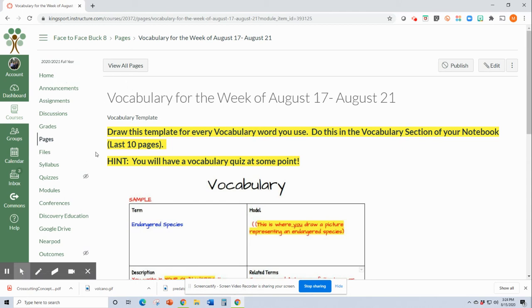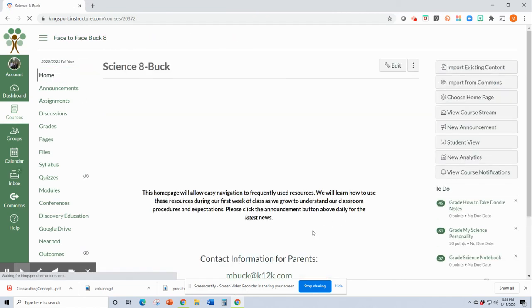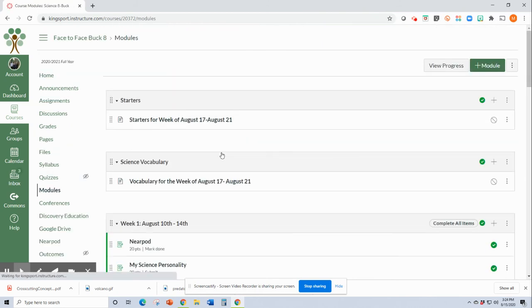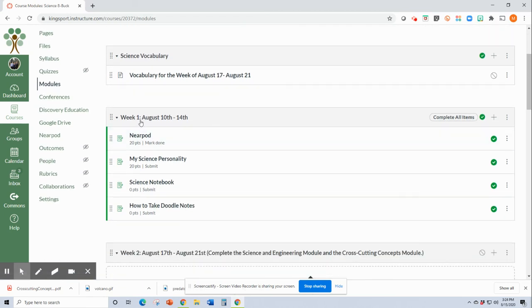All right, so again, if it were me, I would get on, I would do one starter, and I would do one vocabulary word, and then I would go to the modules and start doing a little bit of work each day. Now that would be the way I would do it. You guys might choose to go in there and do something completely different. So let me scroll on down.